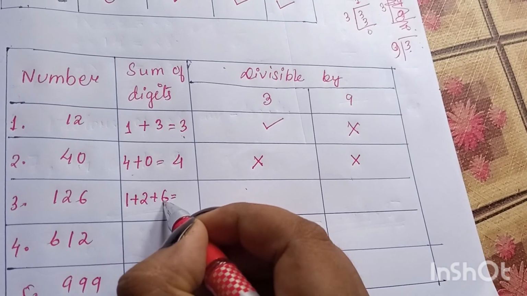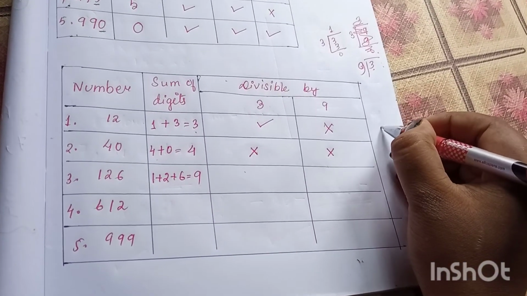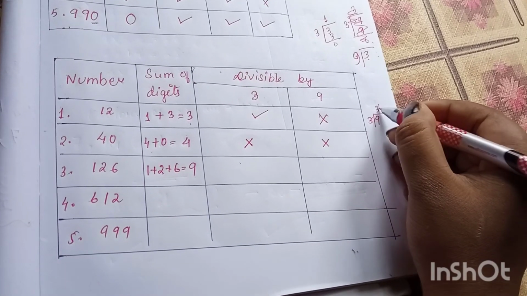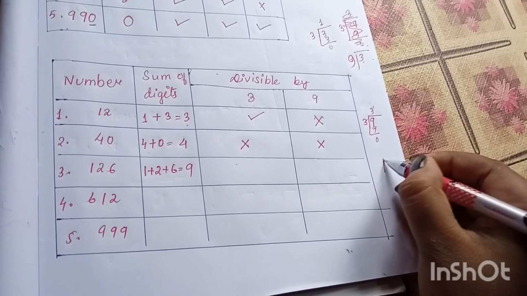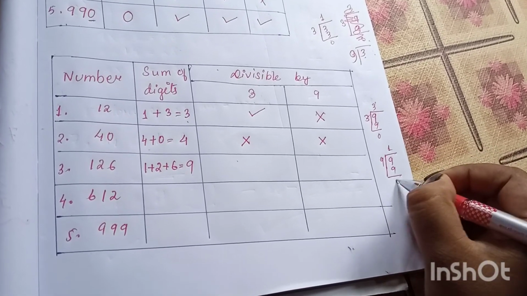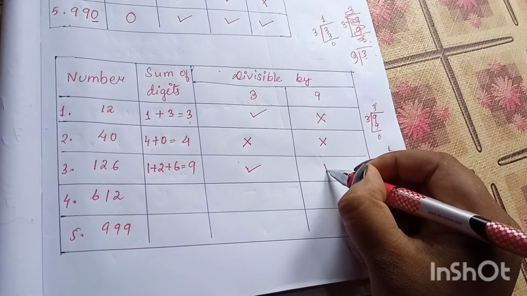Now 126. 1 plus 2 is 3, 3 plus 6 is 9. So the sum is 9. And we know that 9 can be divided by 3 because 3 threes are 9. And it can also be divided by 9 because 9 ones are 9. So here 9 is divisible by both 3 and 9.